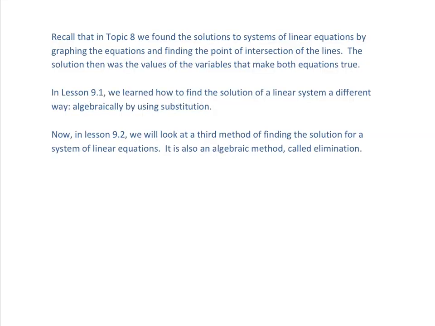Recall that in Topic 8, we found the solutions to systems of linear equations by graphing the two equations on the same axis and finding the point of intersection of the lines, which was the solution. In section 9.1, we learned how to do the same thing, finding the solution of the linear system, but using algebra, and we used the method called the substitution method. Now we're going to look at a third method in this lesson for finding the solution of a system of linear equations. It is also an algebraic method, and it is called the elimination method.